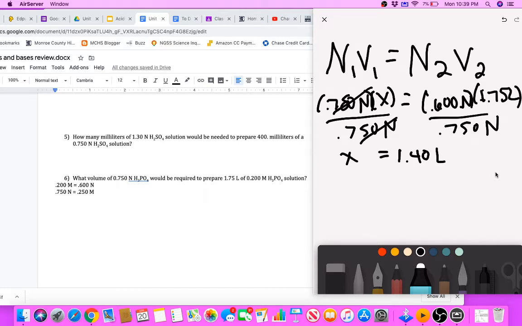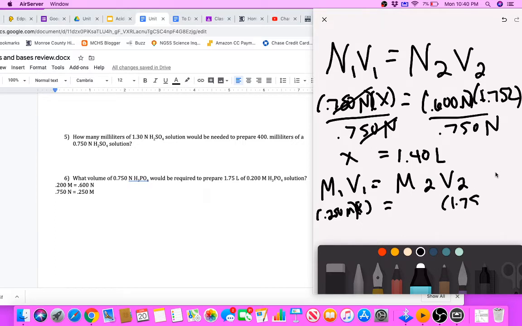Okay, let's try the same calculation, but let's use molarity instead. So M1V1 equals M2V2. What volume, so that is our X, of 0.750 normal, but we're using molarity here, so 0.750 normal is 0.250 molar, would be required to prepare 1.75 liters, and then 0.200 molar is what we want to use here because we're doing molarity now. So again, we're going to solve for X, so we divide both sides by 0.250 molar.